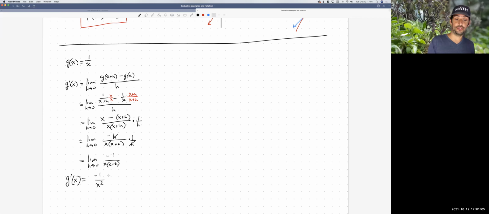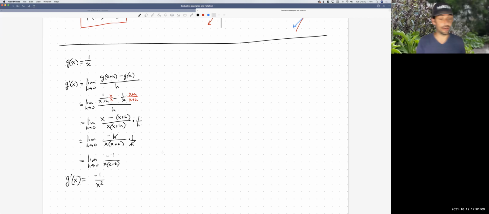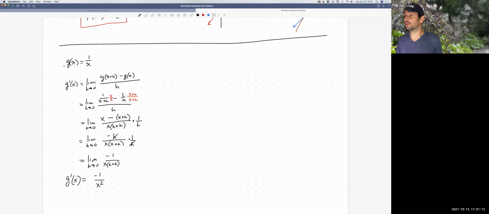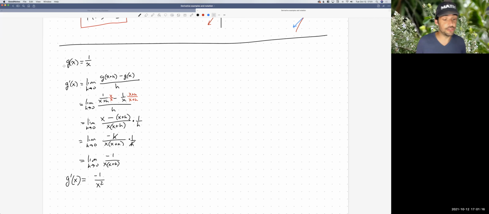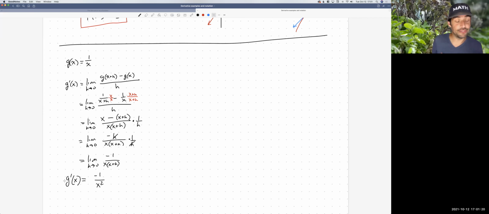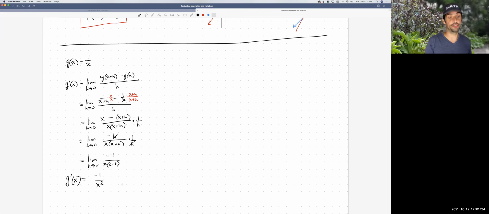This works as long as x is not equal to 0, right? And that's fine because we don't care about x equal to 0, because our function's not defined there anyway. So we were really looking over the domain of g, and this is defined over the domain of g. So here's our derivative for g of x: negative 1 over x squared, right?